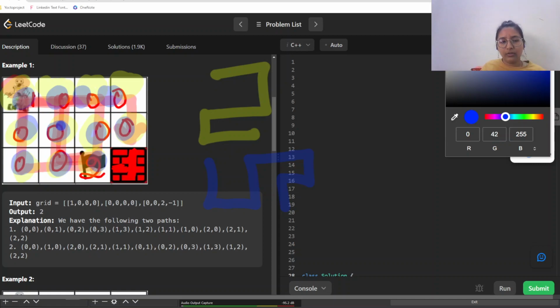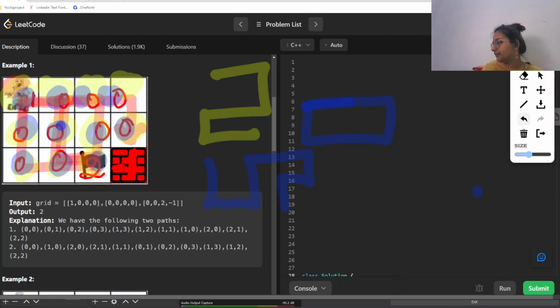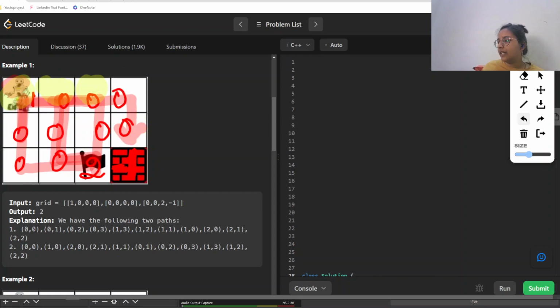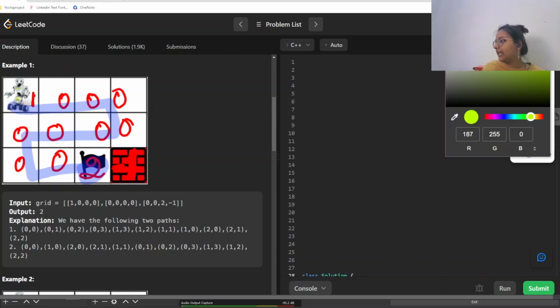Means in an actual scenario we'll do it like this only. Whatever paths are being given to us, the only thing is at what point we are able to reach this particular point, either by getting from this point or by getting from this point. Like this way only it was, covering all the possibilities.